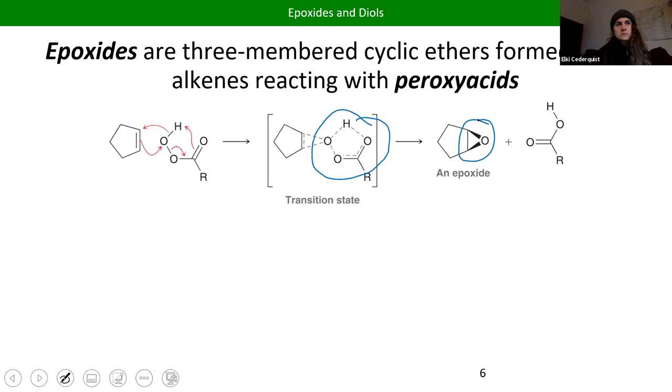The difference between an epoxide and an ether, let's see, you can have a cyclic ether that looks like that. That looks like cyclopentane, where you've replaced one of the carbons with an oxygen. That's an ether because you have one oxygen linking two carbons. What makes the epoxide unique is the fact that it's the adjacent carbons.